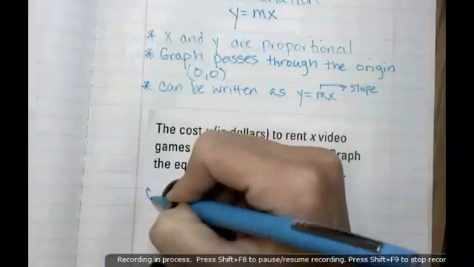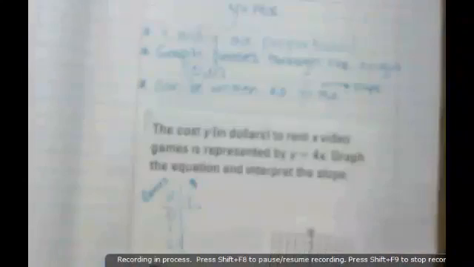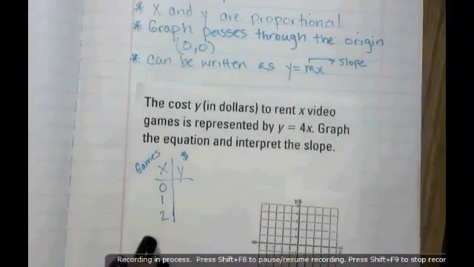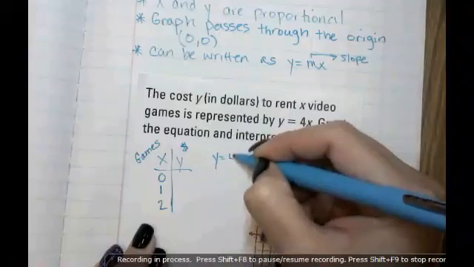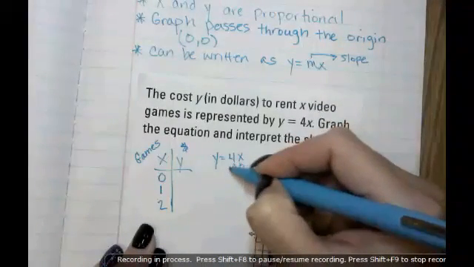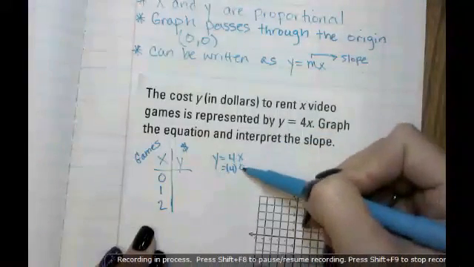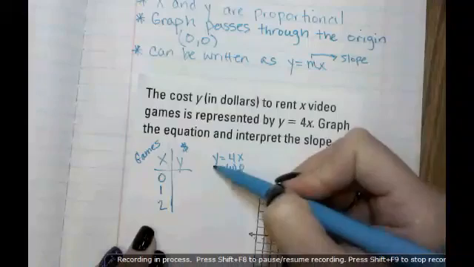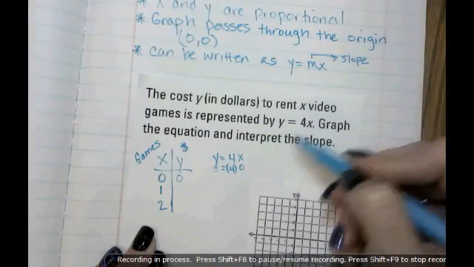So x is games, and y is how much we're paying. So if I take my equation y equals 4x and I plug in each of these x values, starting with 0, you can see that 4 times 0 is 0. So when I put in 0, I get out 0.